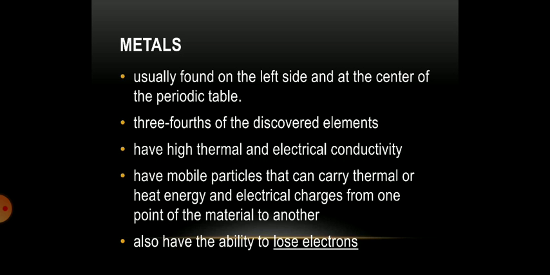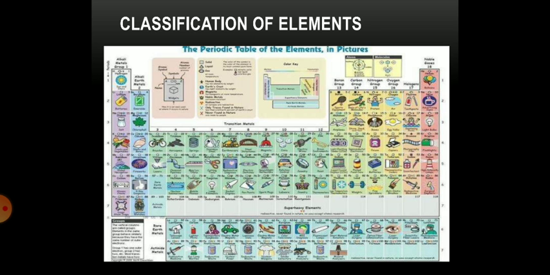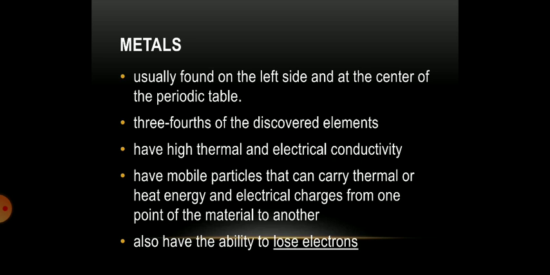First of all, we are going to learn about metals. Usually they are found on the left side and at the center of the periodic table. If you look at the modern periodic table, you will find metals on the left side and at the center. Three-fourths of the discovered elements are metals.